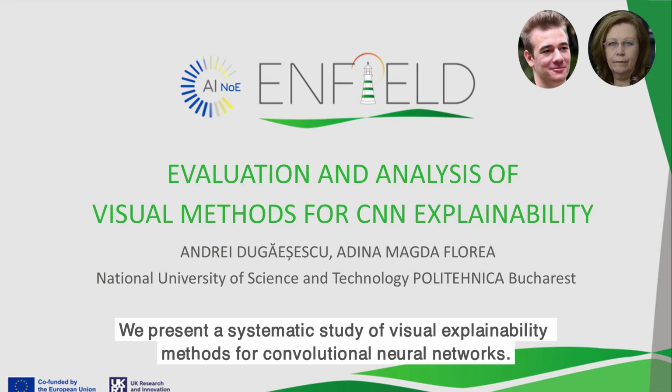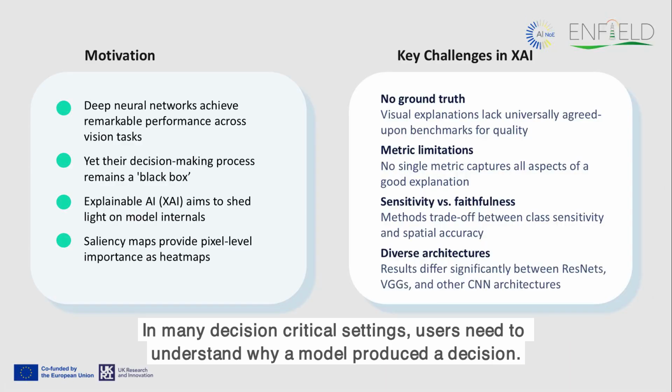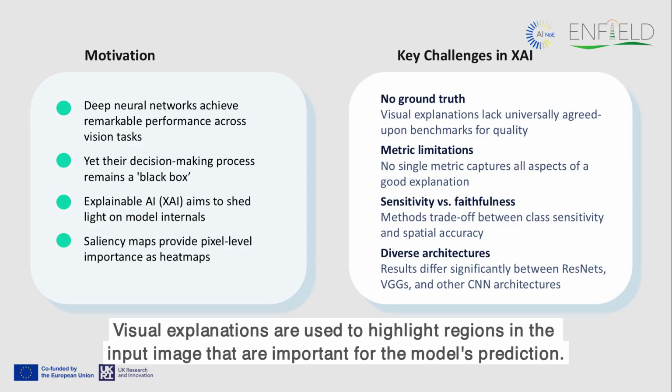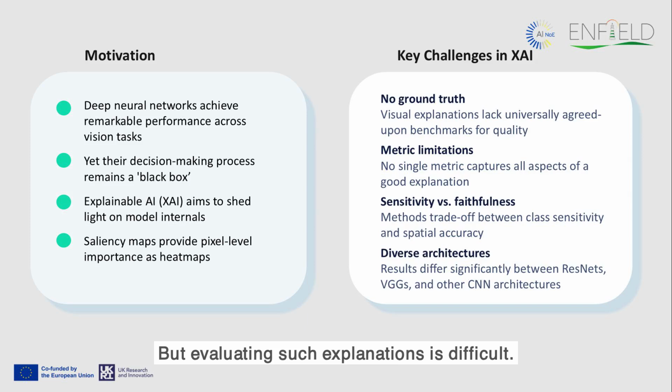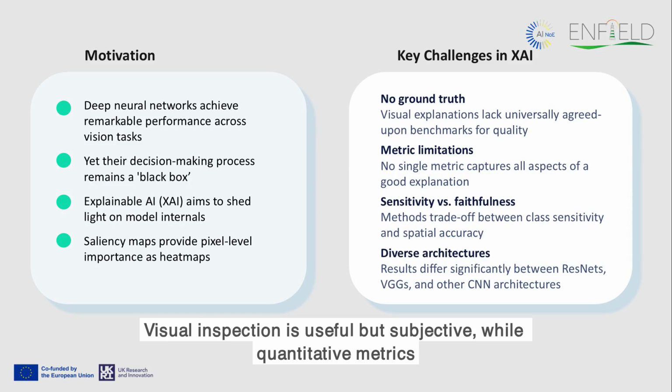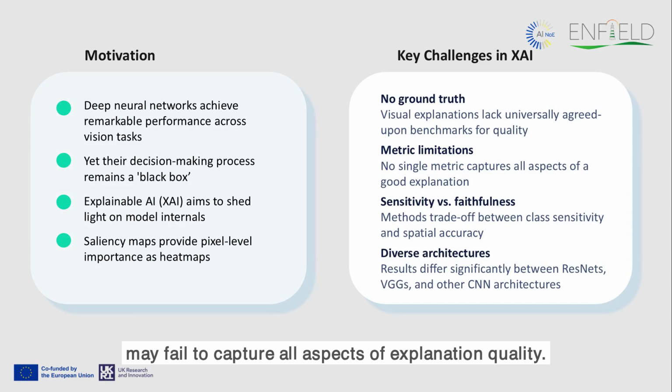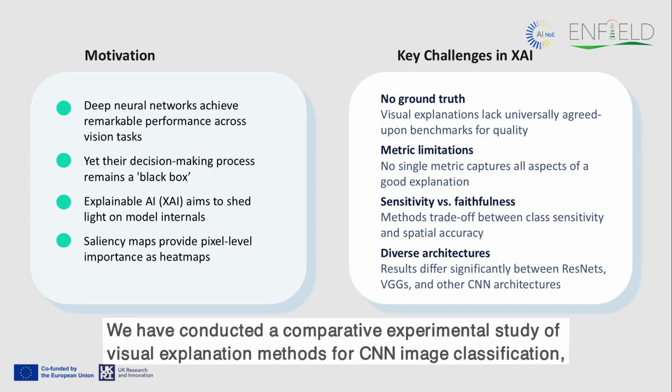We present a systematic study of visual explainability methods for convolutional neural networks. In many decision-critical settings, users need to understand why a model produced a decision. Visual explanations are used to highlight regions in the input image that are important for the model's prediction. But evaluating such explanations is difficult. Visual inspection is useful but subjective, while quantitative metrics may fail to capture all aspects of explanation quality.